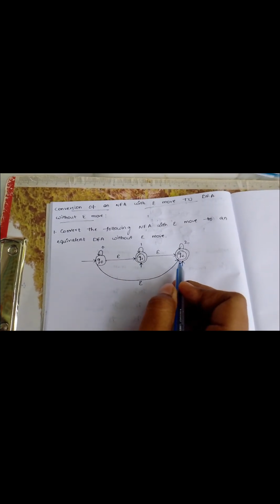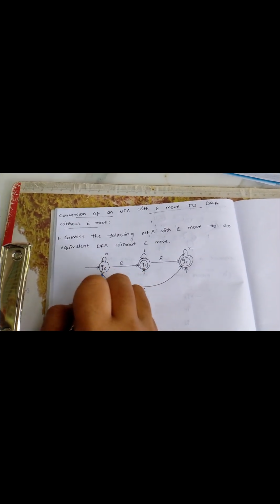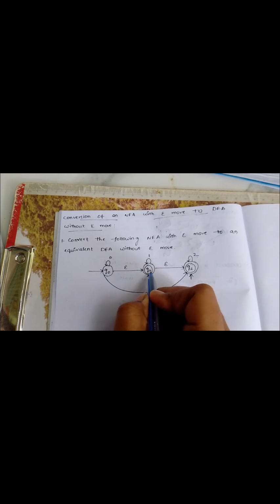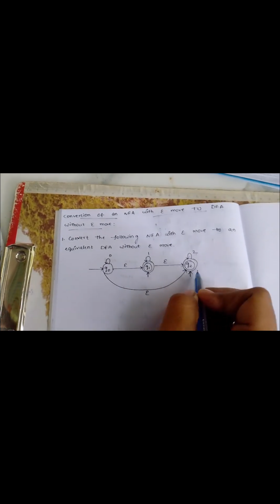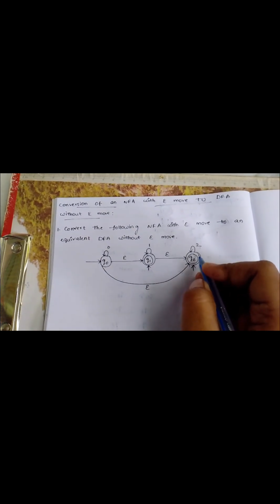So here Q0 is the initial state, and also Q1, Q2 are initial states, and Q1, Q2 are final states. So Q0 with input 0 remains in the same state, and Q0 with epsilon move, Q0 with null, goes to Q2 state. Next, Q0 with epsilon move goes to Q1 state. Next, Q1 with input 1 remains in the same state, and Q1 with null goes to Q2 state, and Q2 with input 2 remains in the same state.